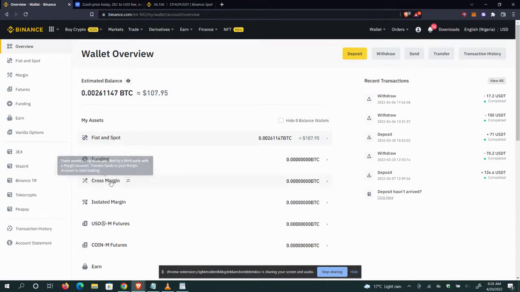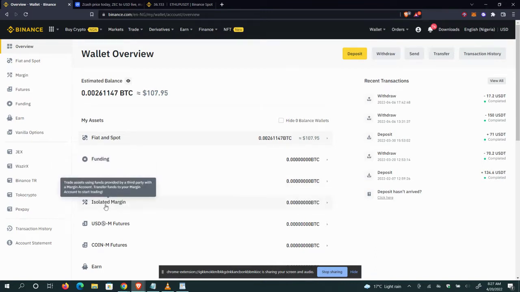And if you trade cross margin, cross margin is another means of trade. I'm not talking about that because I don't do it. I only do fiat and spot. I do normal P2P and I do futures. So there is the cross margin wallet, isolated margin wallet, USDM. All these wallets have a separate market space where they operate from. Sometimes people don't understand this. People might send you crypto and you'll be looking for it in your funding wallet and you don't see it.